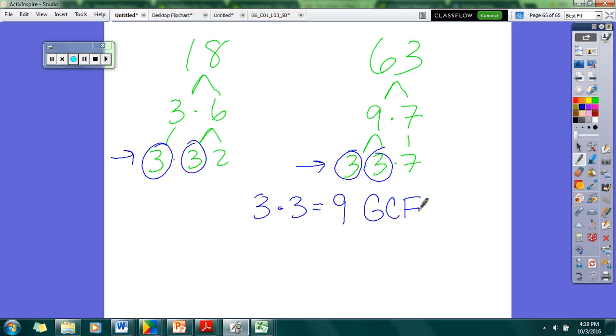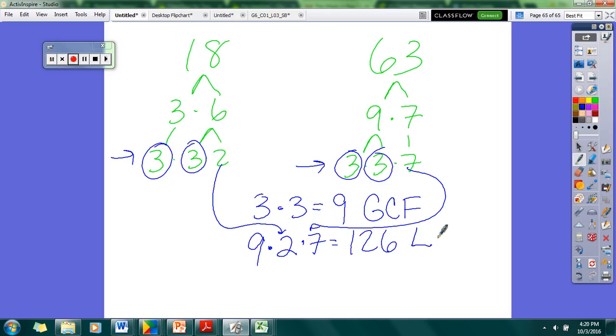So now I'm going to use that greatest common factor to help me find the LCM. I'm going to take my greatest common factor and I'm going to multiply everything that is not in a partner. So I'm going to multiply this 2 and I'm going to multiply this 7. So when I multiply 9 times 2, I get 18, and 18 times 7 is 126. This is my lowest common multiple of 18 and 63.